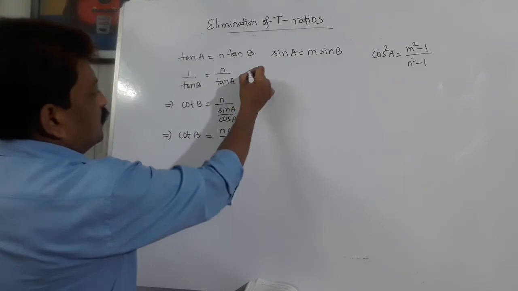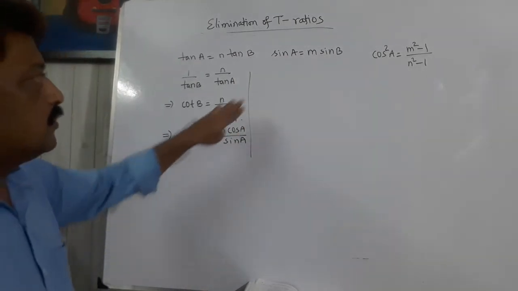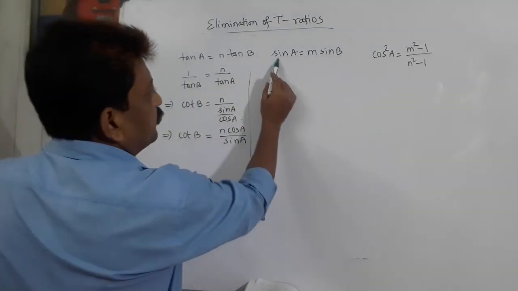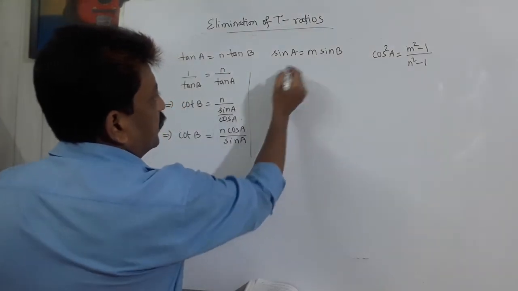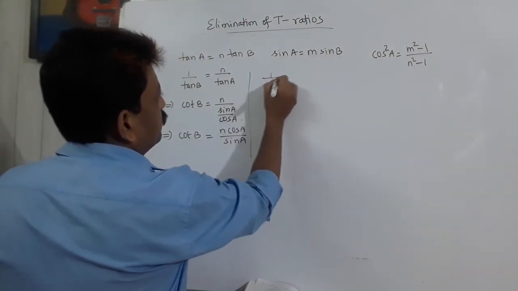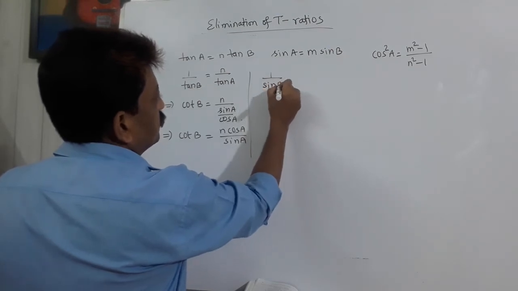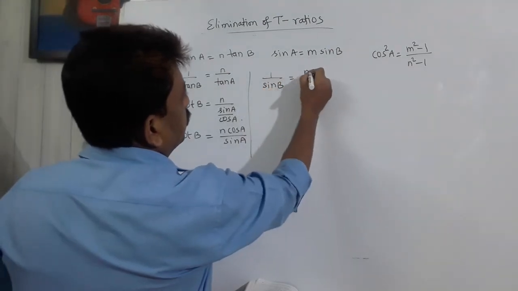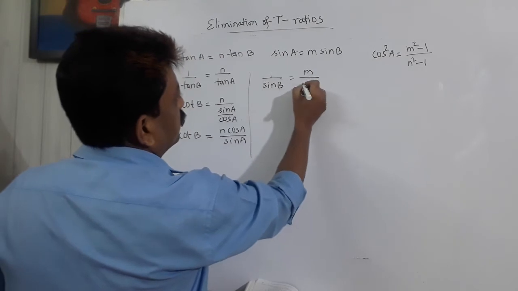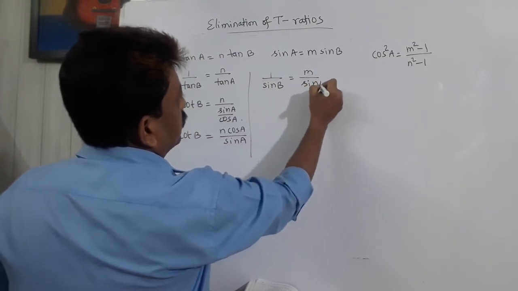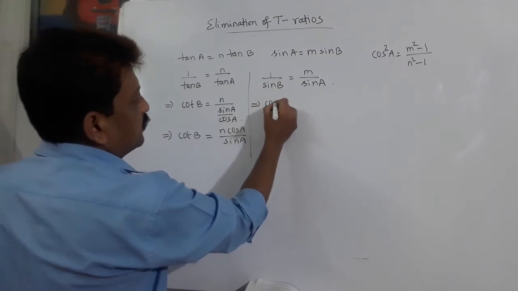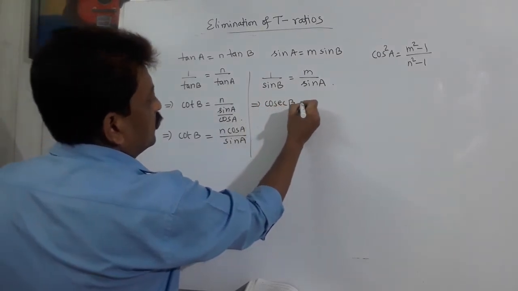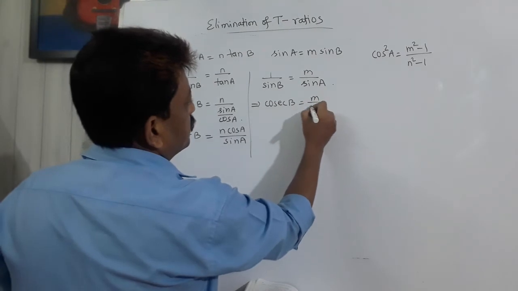Okay, so let me keep this as it is. Now sin A, again same technique I have to use. Sin A will go to the right hand side, sin B will come to the left hand side. So sin B will become 1 upon sin B, m will remain there, and sin A will go to the denominator, so it will remain m by sin A. So 1 upon sin B can be written as cosec B equals to m upon sin A.